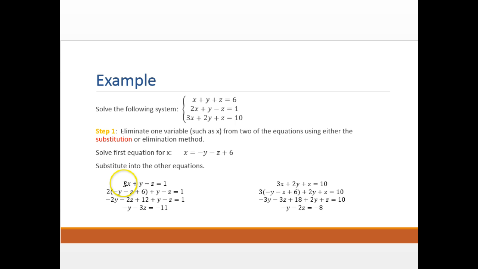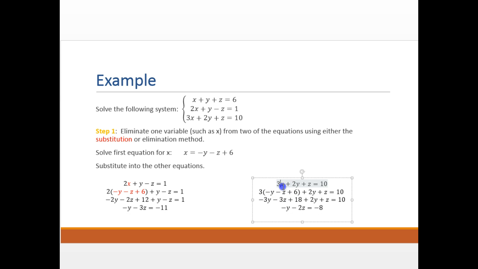If I take the second equation, 2x plus y minus z is 1, and substitute in for x, where x is negative y minus z plus 6, I now distribute, I get negative 2y minus 2z plus 12, plus y minus z is 1. And when you combine like terms, you get negative y minus 3z is negative 11.